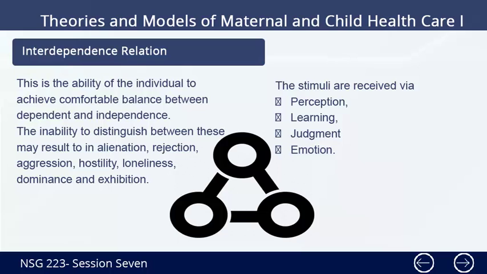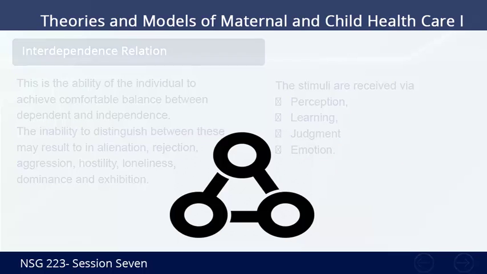The cognate subsystem reacts to internal and external psychosocial stimuli. The stimuli are received via perception, learning, judgment, and emotion. When the regulator and cognate subsystems are faulty, the individual develops maladaptive behaviors.